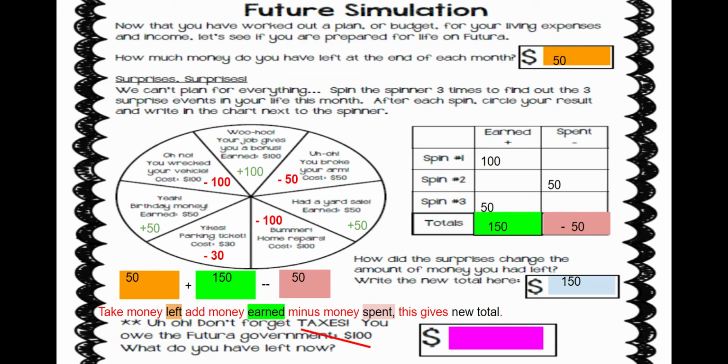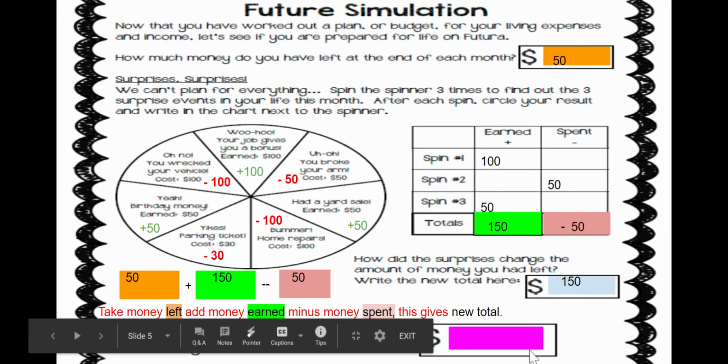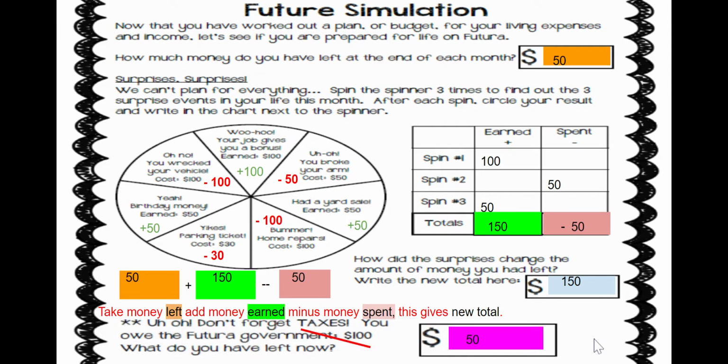Don't forget taxes. You owe the future government $100 in taxes. So I had $150 after my surprises, but I have to pay $100 in taxes. So now I only have $50 left. But the good news is that I have money left. Some of you, after those surprises, may not have any money left. You may be in the negative amount of money.